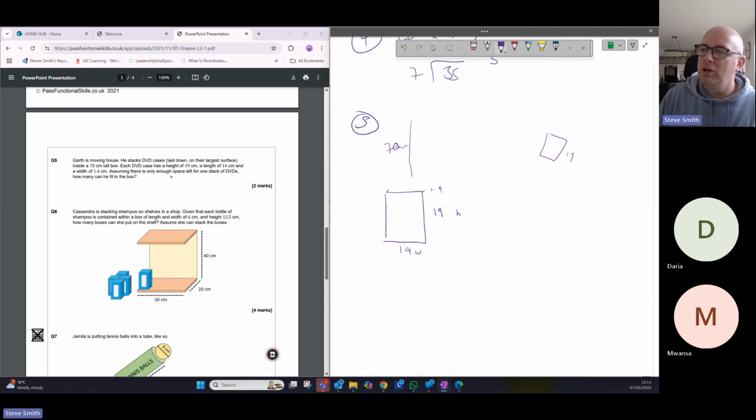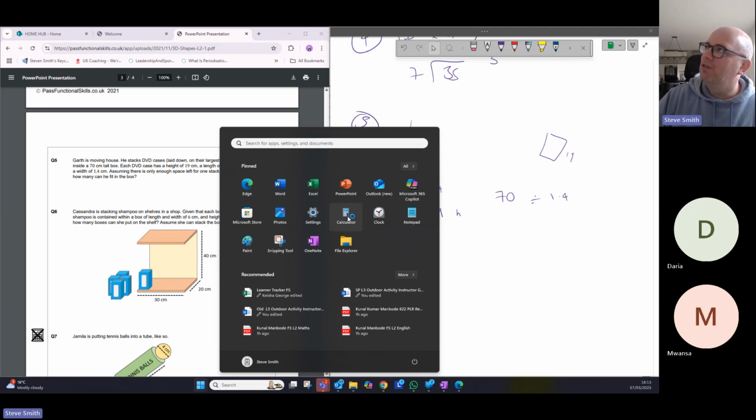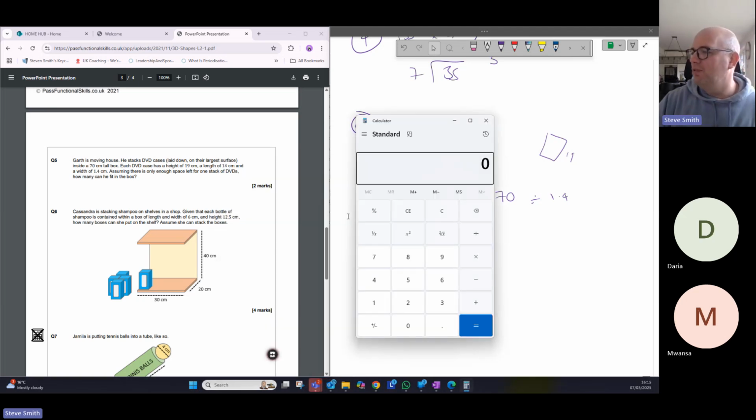Assuming there is only one box, only enough space left for one, and assuming there is only enough space left for one stack of DVDs, how many can he fit in the box? It's a calculator question. We're laying them flat. We've got 70 centimeters, and we're saying each DVD is 1.4 centimeters wide. So we're going to go 70 on our calculator divided by 1.4. I'm trying to think in my head, does 14 go into 70? Yes, it does 5 times. 70 divided by 14 is 5.